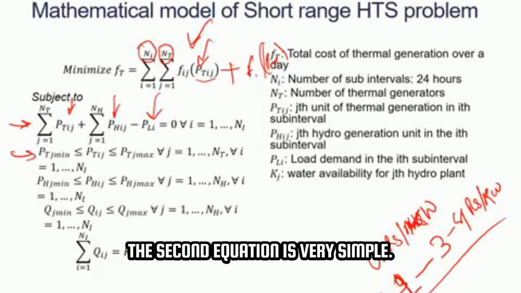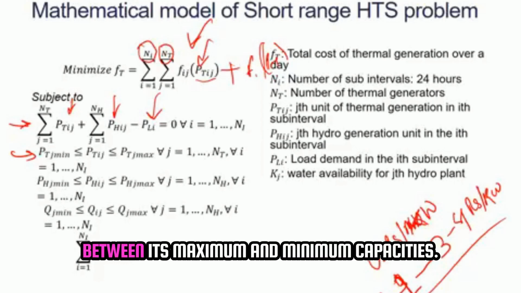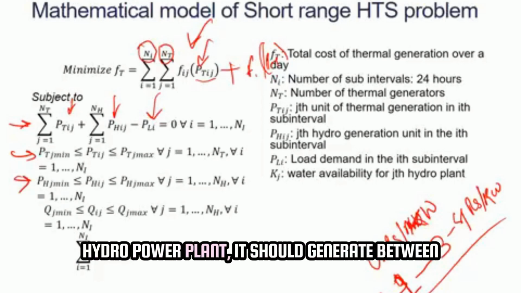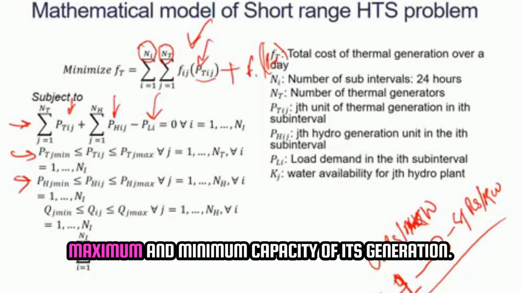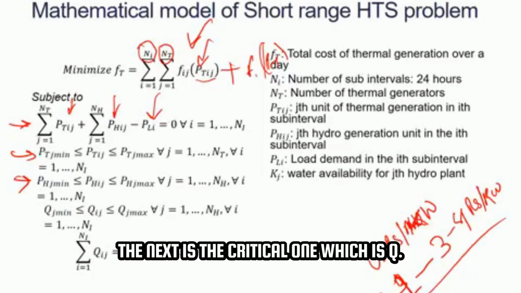The second equation is very simple: all the thermal generators should generate between their maximum and minimum capacities. Again, the next is also very easy. The hydropower plant should generate between the maximum and minimum capacity of its generation. The next is the critical one, which is Q.